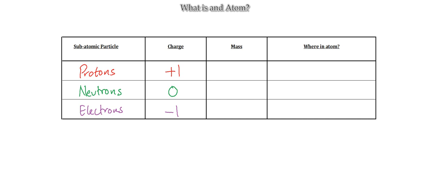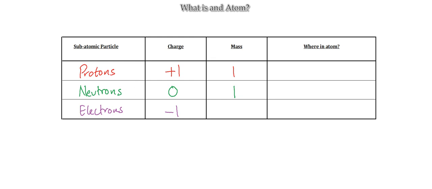Now moving on to mass. One thing we need to understand is that all subatomic particles are really, really tiny because they are all part of an atom, and atoms are very tiny. However, protons and neutrons are relatively higher in mass compared to electrons, and the reason for that is because they are inside the nucleus. So the mass of a proton we say is 1. And neutrons, we also say the mass is 1, because both of these subatomic particles lie within the nucleus.